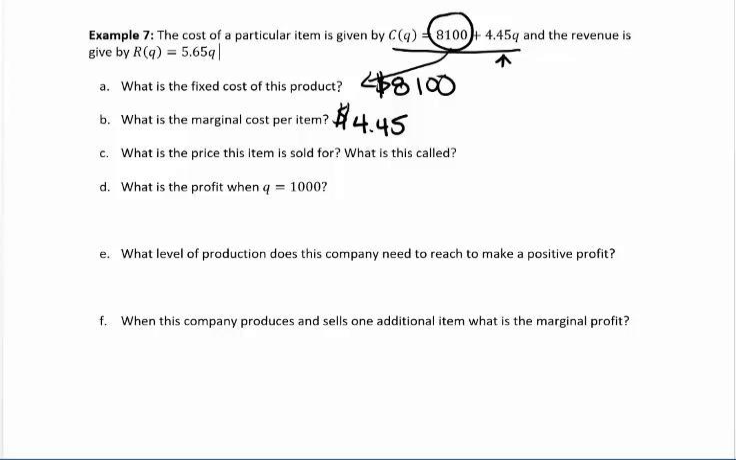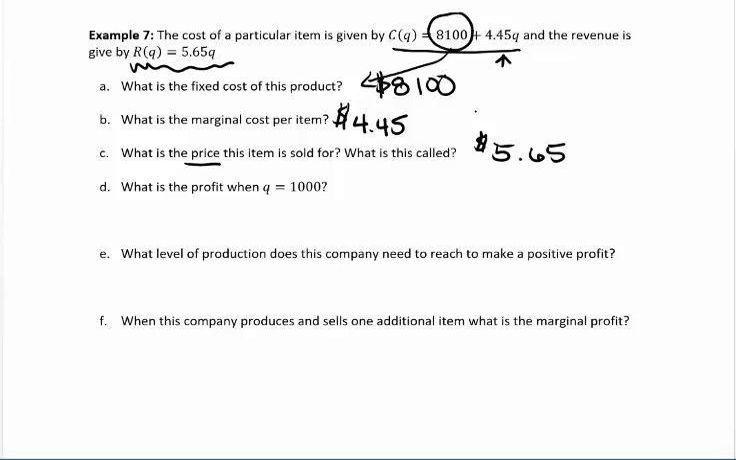Part C, what is the price this item is sold for, and what is this called? So when we're selling the item, we're now talking about the revenue function. Remember, revenue is what we get for selling the item. Since revenue is price times quantity, we are looking for price. So we're looking for the number that multiplies quantity. So that is $5.65. So this $5.65 is the price that we are charging for this. It is also called the marginal revenue because it's the slope of the line and it's the amount of additional revenue we would get if we sold one more item.